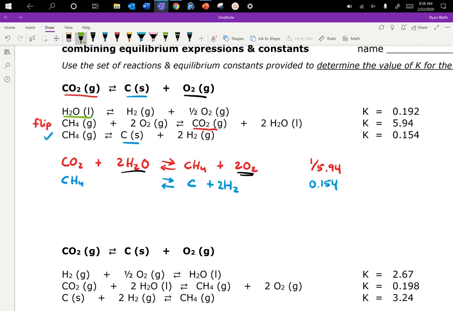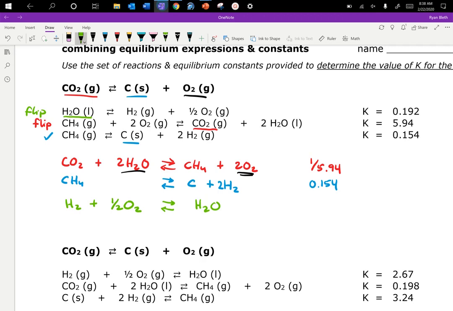So I'm going to need to flip this reaction in order to get water as a product, right? I'll go ahead and do that. I'm going to flip that reaction. It's going to give me water as a product, and it's going to have hydrogen and 1/2 of an oxygen as reactants.